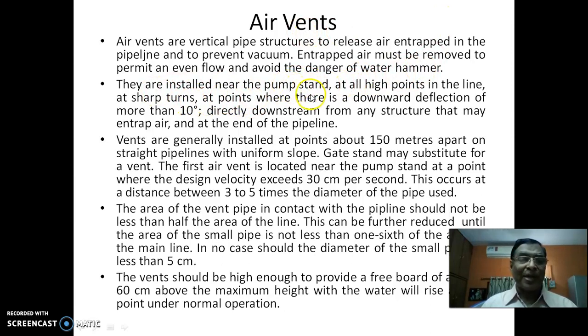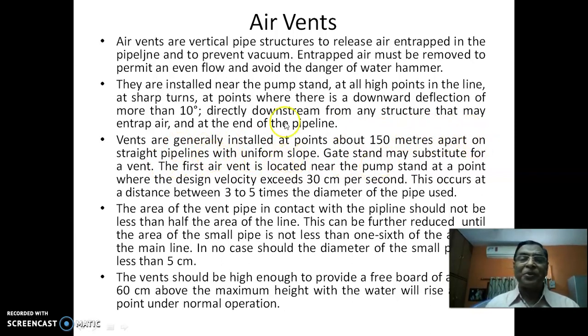They are installed near the pump stand and at all high points in the line, at sharp turns, at points where there is a downward deflection of more than 10 degrees. So at all these points, first of all near the pump stand, and then all high points in the line and then sharp turns, right? Wherever they feel this pressure, they release that, directly downstream from any structure that may entrap air and at the end of the pipeline. So this is where you have to install. Vents are generally installed at points about 150 meters apart. So each air vent to air vent distance is about 150 meters apart on a straight pipeline with uniform slope.